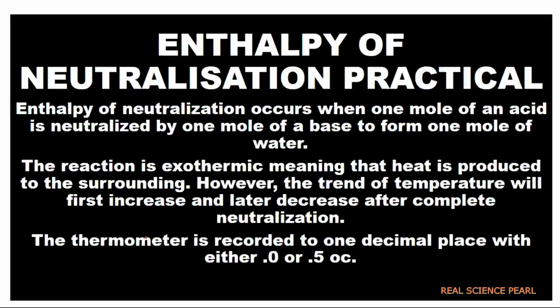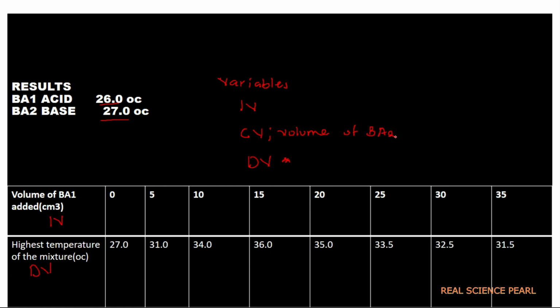Now, it means I have to make my controlled variable, that is volume of BA2. Now, volume of BA2, I'm going to use 20 cubic centimeters. Now, it means I have my BA2 already.